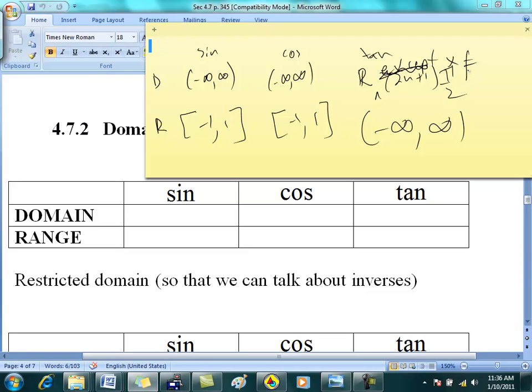So the way to write this for domain is all real x not equal to 2n plus 1 times pi over 2. Not u, x. There is no u. It's not 2u, it's x not equal.